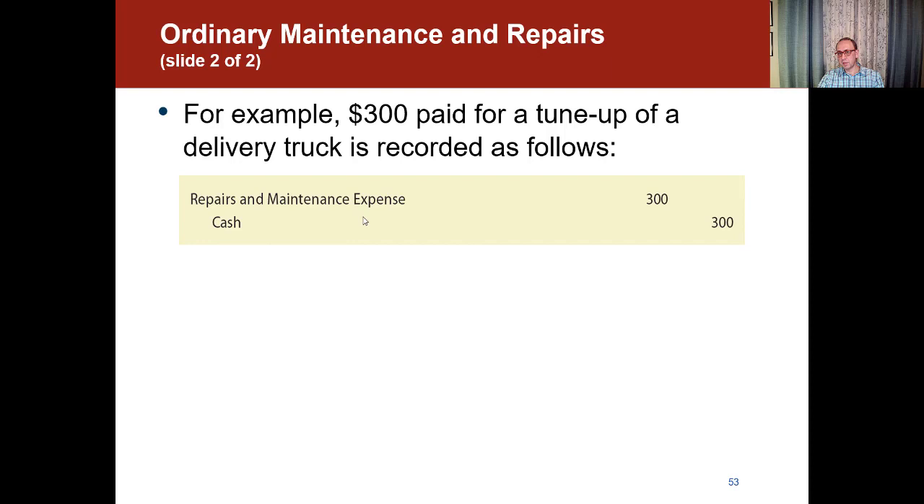We debit repairs and maintenance expense, and we credit cash. I want you to remember, once we have the term expense, this means that this account belongs to the income statement. So that's why this is a revenue expenditure, and this journal entry is only affecting the income statement. Of course, cash here is the amount of cash that we paid for this tune-up, and it's going to affect the cash balance in the balance sheet, but the repairs have nothing to do with the fixed asset, or in other words, nothing to do with the delivery truck. It's only regular or ordinary maintenance and repairs.